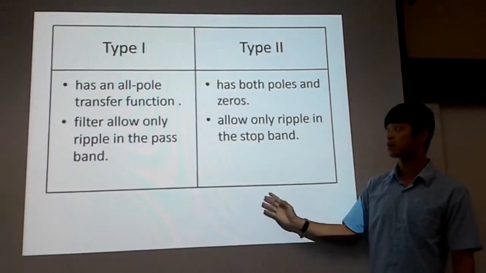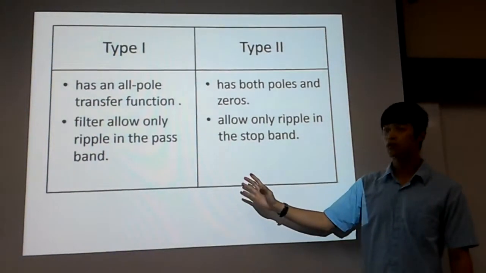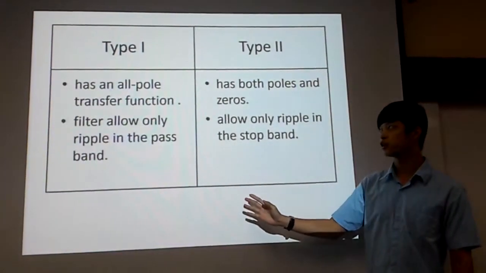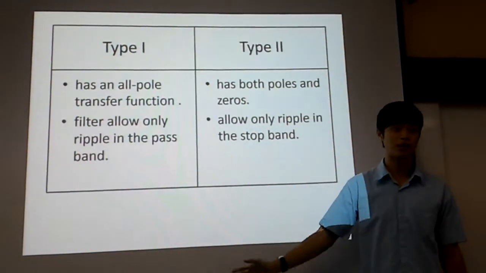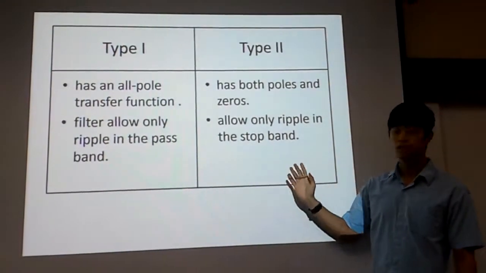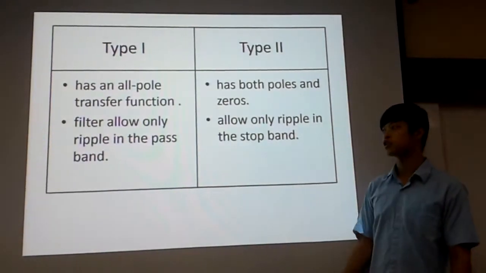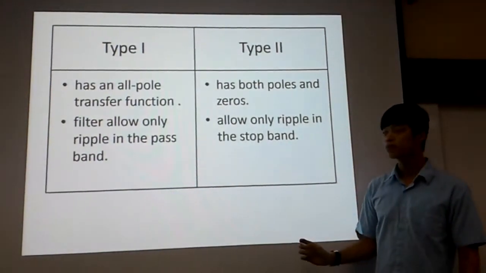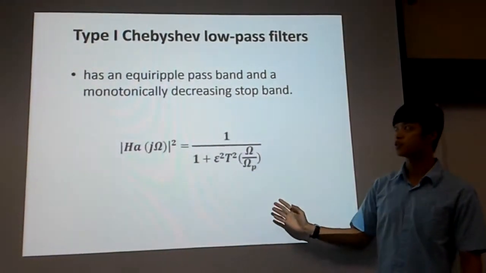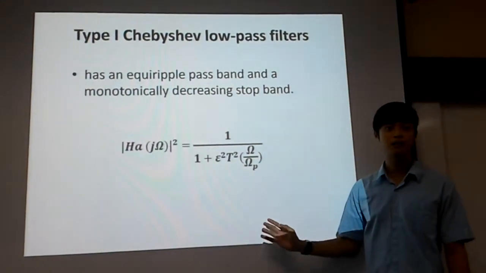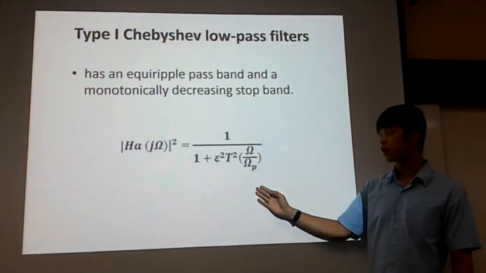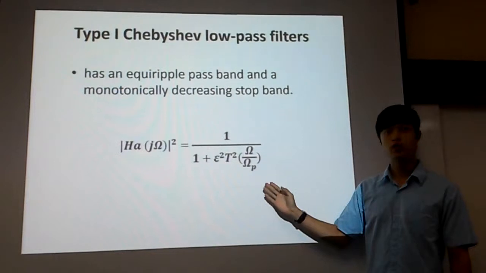Over here, we can see the different type 1 and type 2 of the filter. The type 1 Chebyshev filter has an all-pole transfer function, and it allows only ripple in the passband. And the type 2 Chebyshev filter has both poles and zeros and allows only ripple in the stopband. However, type 2 filters are seldom used. And here, you can see the type 1 Chebyshev low pass filter has an equiripple passband and a monotonically decreasing stopband. And here is the formula of the magnitude response.